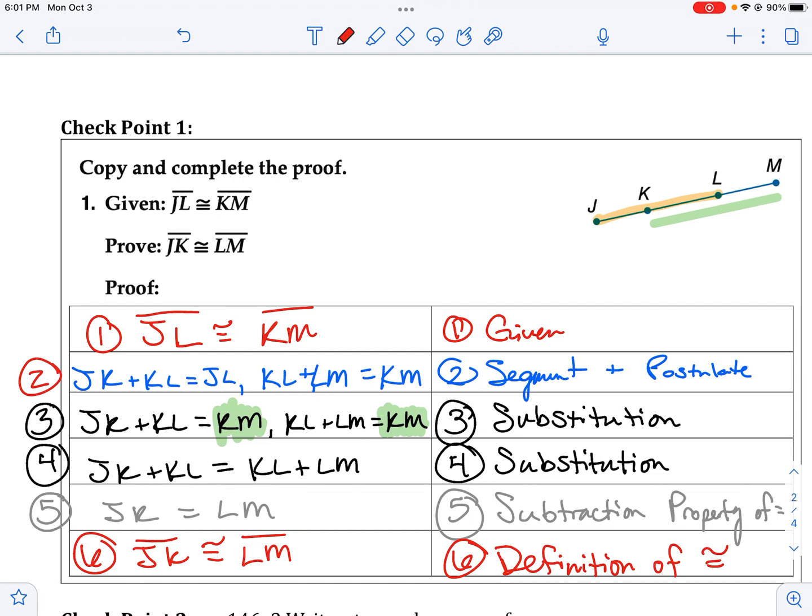Okay, so those are the segment addition proofs. I'm going to do some transitive property proofs in a different video. Check that one out, and I will see you soon.